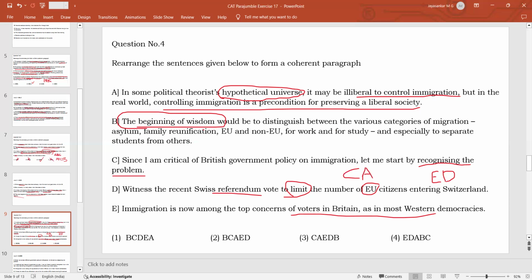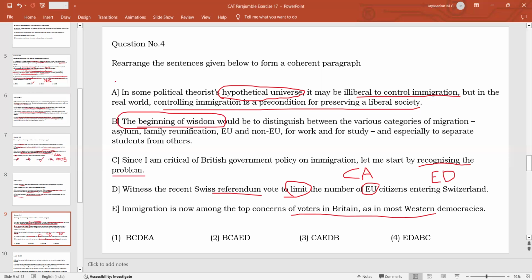The first step in understanding or solving the problem is to categorize immigration into essential and non-essential categories. So which are the categories where migration should be allowed, and which are the categories where migration should not be allowed. That kind of categorization is required. That is the meaning of statement B. So where should statement B come?